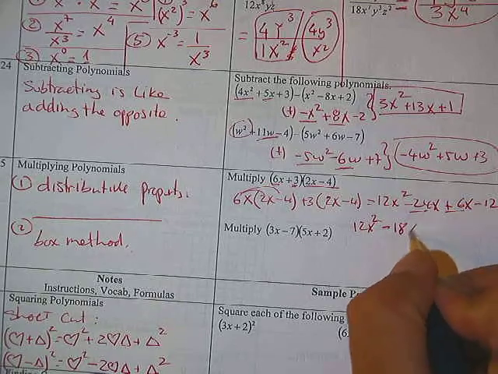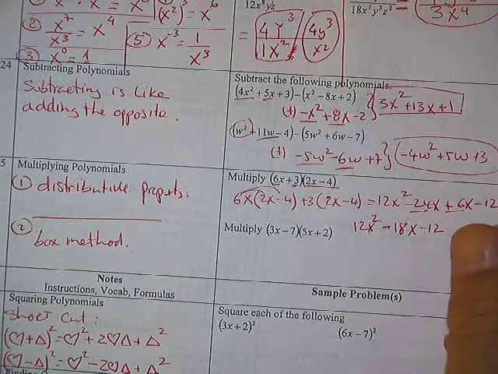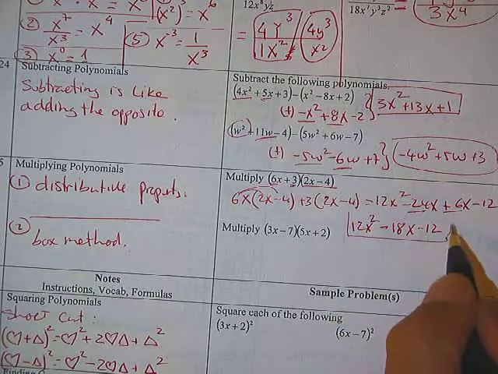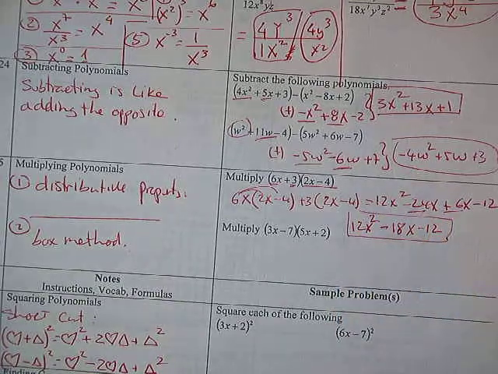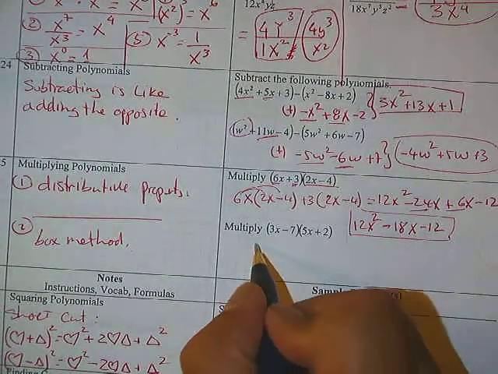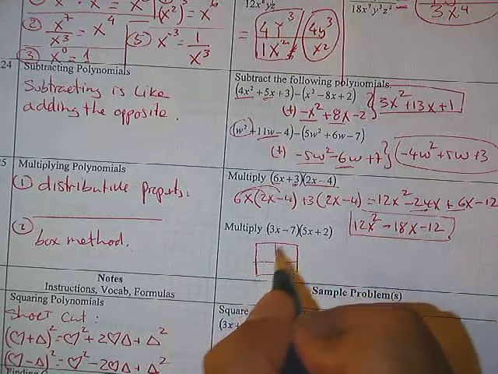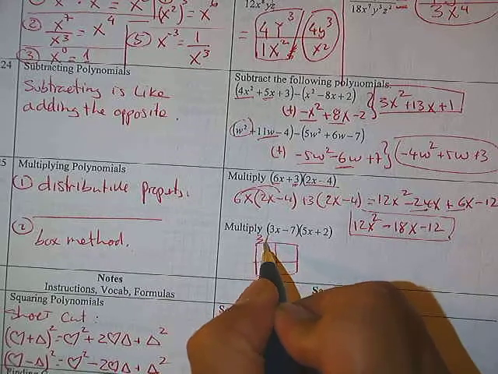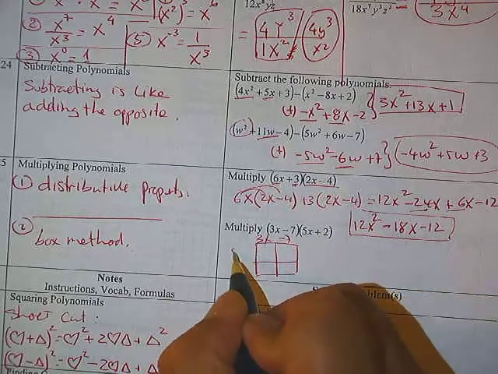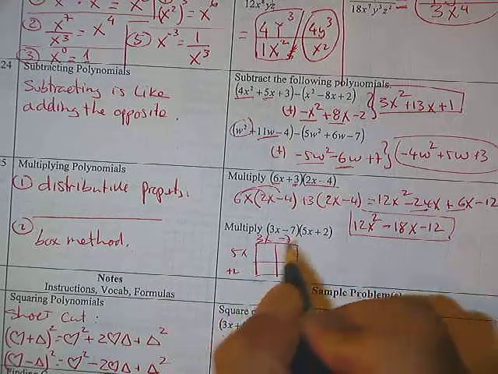Is it 18? It's not 18, is it? It might be 18. It's 24 minus 6. 24, that is 18. A negative 18x. And then it's minus 12. Okay. And that's how we multiply these polynomials.